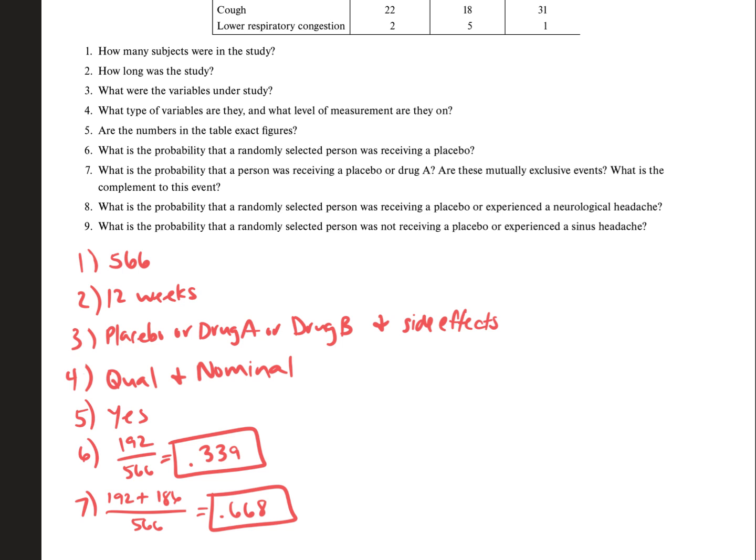All right, here's where we're looking at an intersection. What is the probability they received a placebo or experienced a neurological headache? So what do I have to do? All placebo plus all neurological headache minus the intersection. So that's going to be 192 over 566 plus, you can write it out, but 34 plus 55 plus 72, that's everyone who received a neurological headache, no matter which medicine they were on, minus the intersection of both.